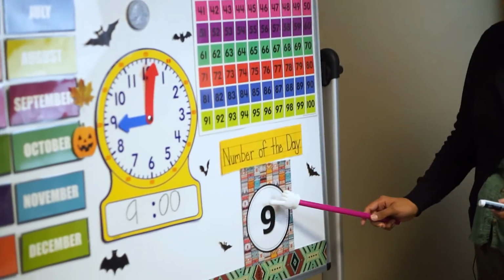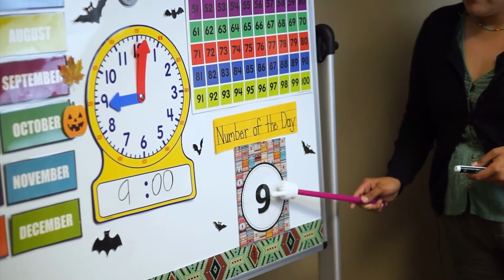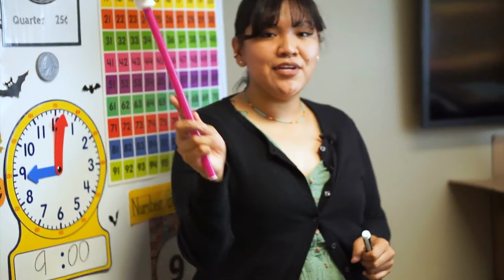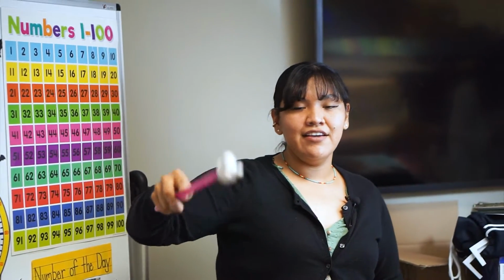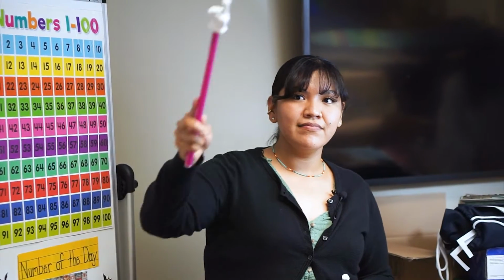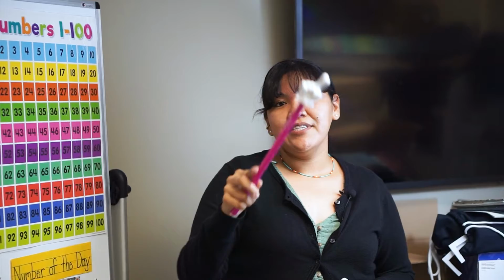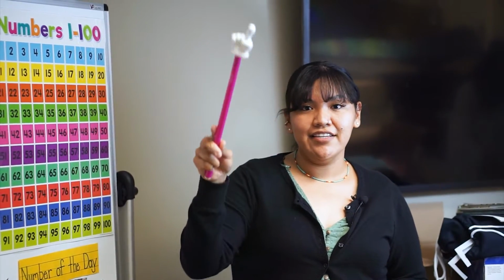Let's go to our number of the day. So our number of the day is 9. So everyone get your pointer finger. I'm going to use this one, and we're going to draw in the air a 9. Just like on our worksheets on Friday, we traced the number 9.